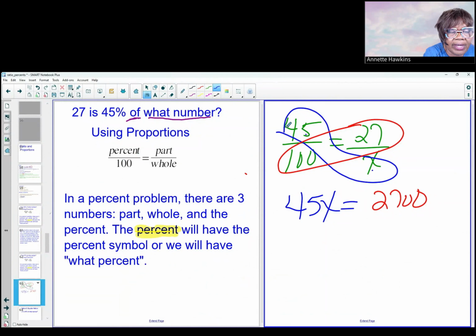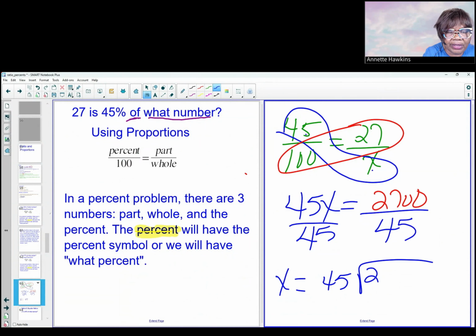And to solve this equation, I divide by 45. So x equals, let's see, 45 into 2,700. So 45 would go into 2,700 what? 6 times. 6 times 5 is 30. Right, my 0, carry my 3. 24 plus 3 is 27. 45 into that would be 0. Okay, so we get 60. Okay, 27 is 45% of 60.